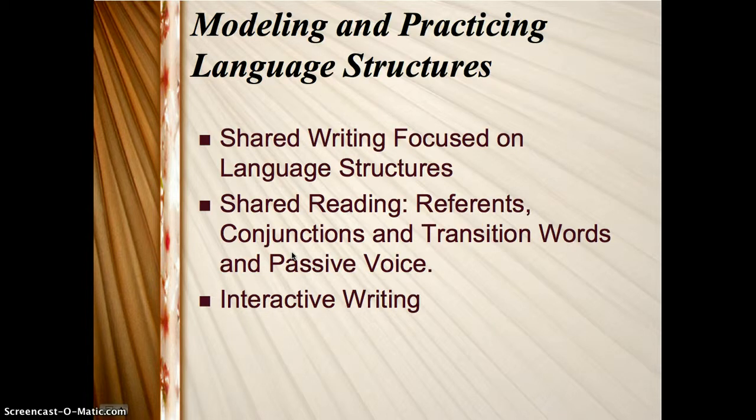Conjunctions are words that connect one part of the sentence with another, or show a relationship between different parts of a sentence. Transition words are used to show relationships between sentences and between paragraphs, such as first, next, then. If ELLs don't understand the meaning of these elements, they won't be able to understand the relationship between ideas throughout a text.